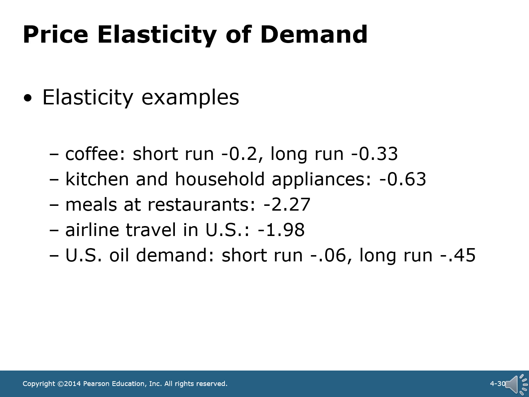So let's end this discussion on the price elasticity of demand by looking at a few examples of how economists have estimated what the price elasticity of demand is for certain products. So for coffee in the short run, the price elasticity of demand is -0.2. So it's relatively inelastic. Consumers don't have a very strong response to a change in price. In the long run, the price elasticity of demand for coffee is -0.33. So again, we see that in the long run, goods tend to be relatively more elastic. Consumers are more responsive to a change in price.